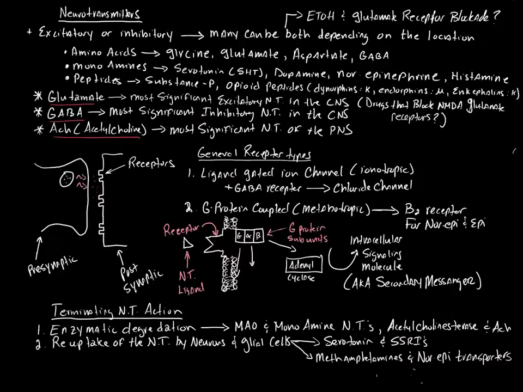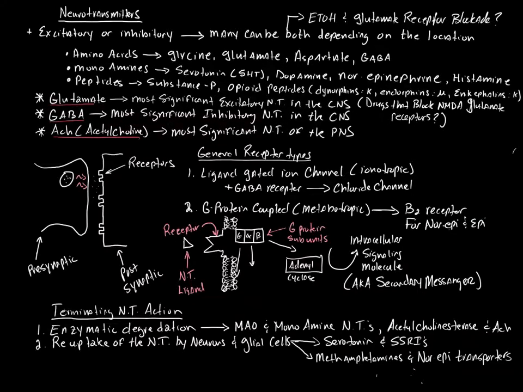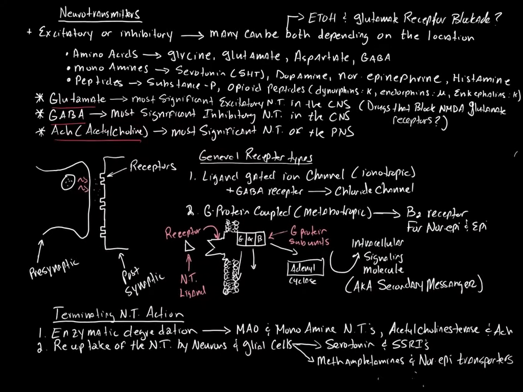So moving right along, now we can talk about neurotransmitters in a little more detail. Okay, so what do we say? Neurotransmitters are either excitatory or inhibitory, right? Many can be both, depending on the location. So we have different types of neurotransmitters.